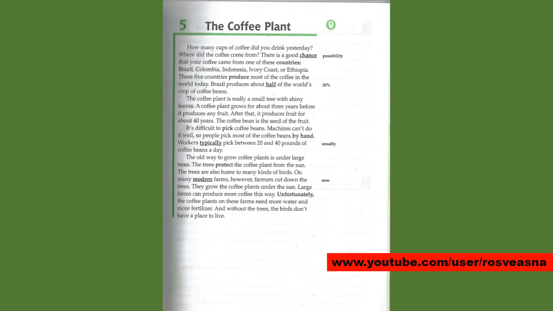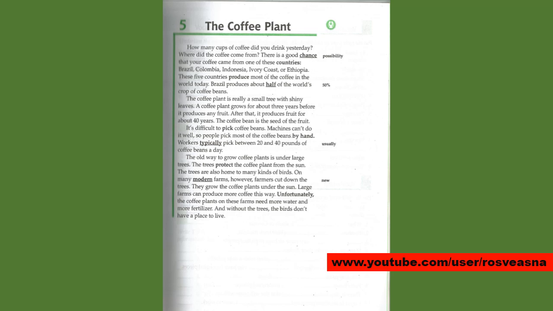Unit 3, Lesson 5, The Coffee Plant. How many cups of coffee did you drink yesterday? Where did the coffee come from? There is a good chance that your coffee came from one of these countries: Brazil, Colombia, Indonesia, Ivory Coast, or Ethiopia. These 5 countries produce most of the coffee in the world today.